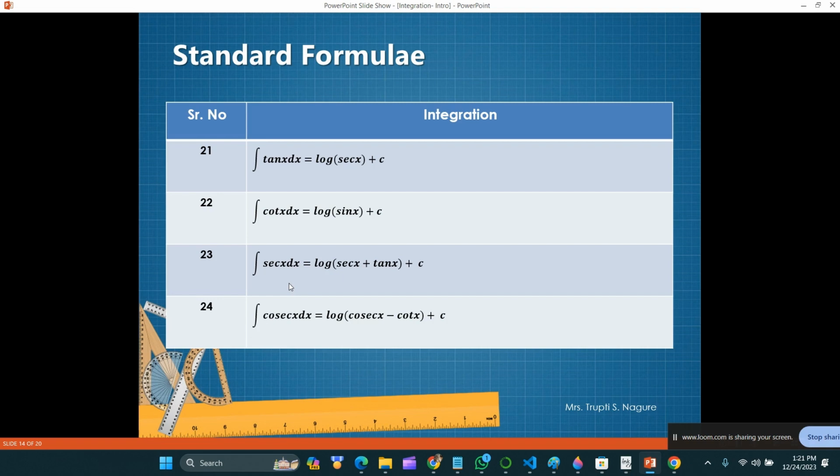Next, integration of sec x into dx. We can take answer of this as log of sec x plus tan x plus c. Okay, wait, I will show this one also. You have to know how this formula gets formulated. Therefore, I am showing all these formulas. Log of sec x plus tan x.